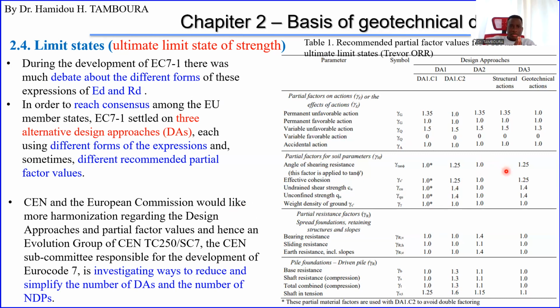Each country has its own design approach, and some countries even decide that these values for partial factors are not suitable for them. They are using other partial factors. That's why the European Commission, the people who are working on Eurocode 7, are now trying to investigate several ways to reduce and simplify the number of design approaches and national design partial factors.